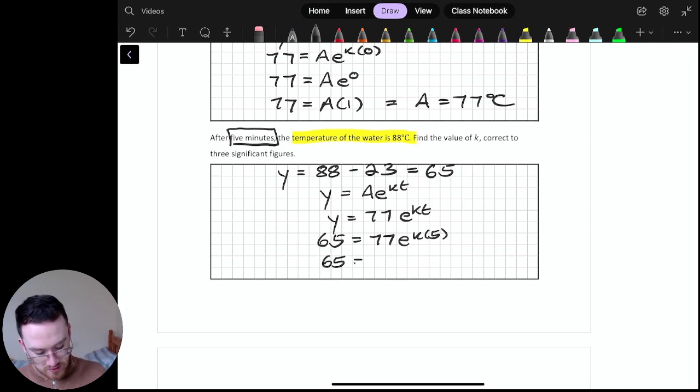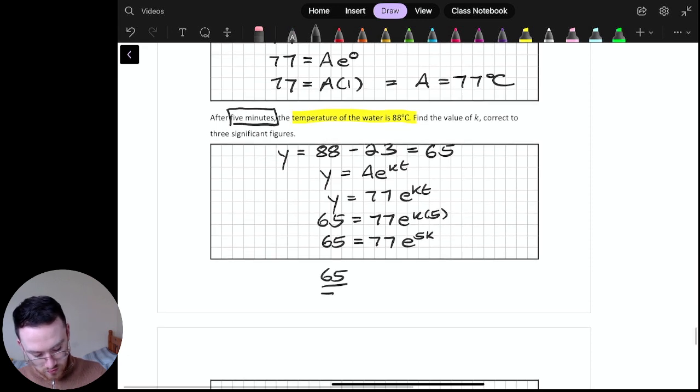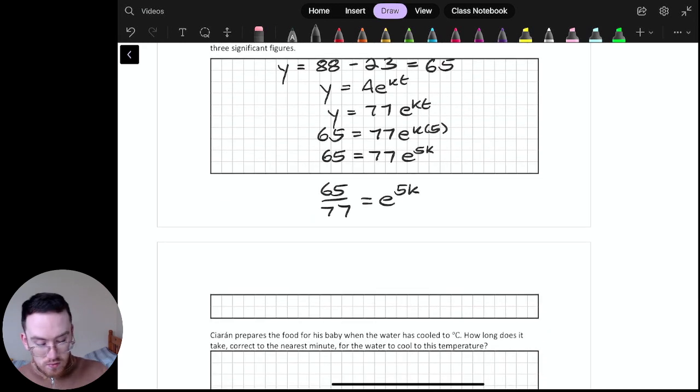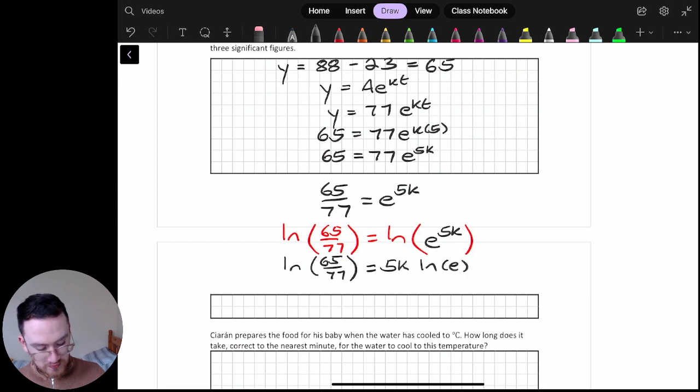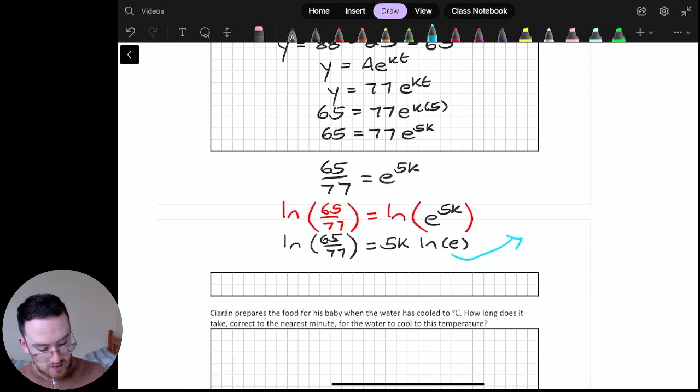So 65 is equal to 77 e to the power of 5k. 65 over 77 is equal to e to the power of 5k. Once we've gotten this far, we can take our log of both sides. We might use ln this time. We saw this in class as well, why we might take ln for this type of question. And it's to do with, of course, what we have in the question. So ln of 65 over 77 is equal to 5k ln of e. And again, we should know that ln is the same as log to the base e of e, which means that it's the same as 1.